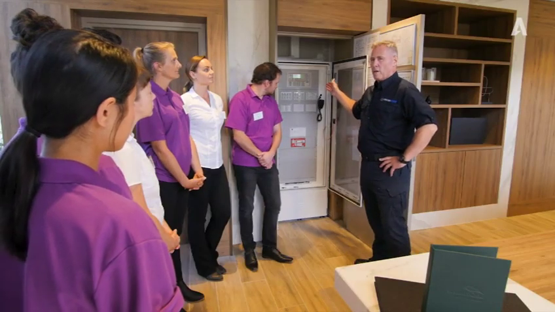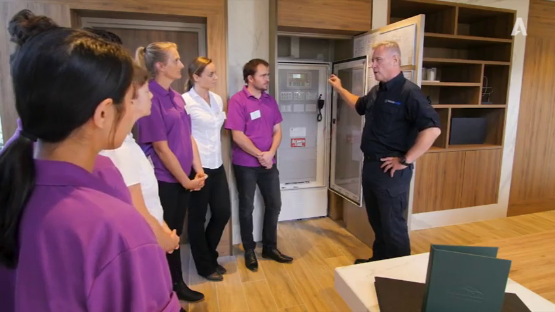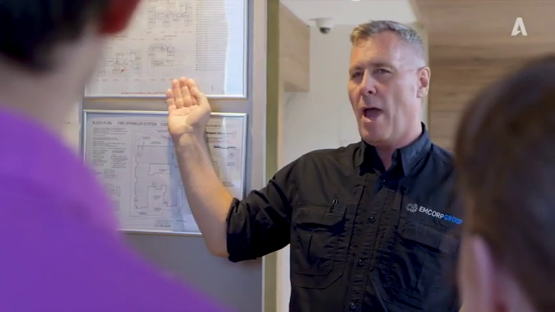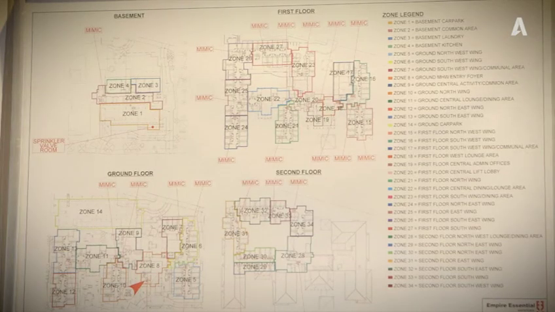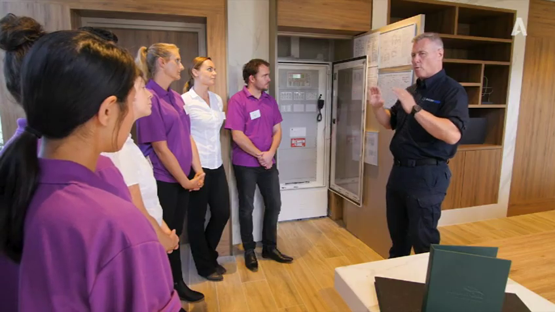This is the fire indicator panel. When the alarm initiates, it will identify a zone. This is the zone map. This will identify the location the alarm is initiated in. These are similar also to the evacuation diagrams that are throughout the building, which show the emergency exits.